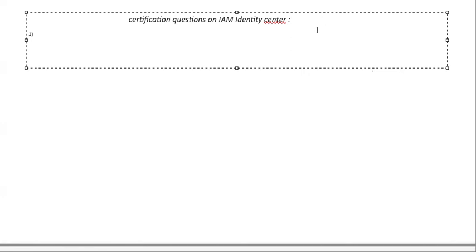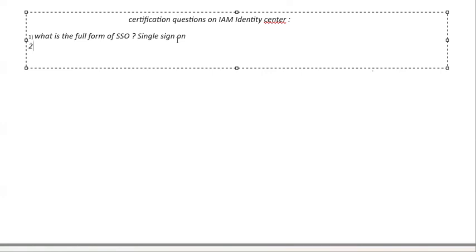So let's start with the first question. The first question is, what is the full form of SSO? So I hope you answer this. The full form of SSO is single sign on. What is that? Single sign on.